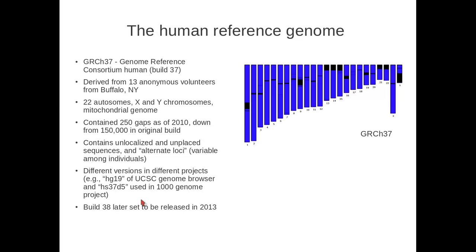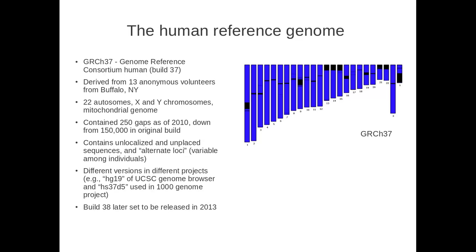So let's look at the human reference genome. This is the current release, GRCh37, put together by what's called the Genome Reference Consortium. It's actually derived from 13 people from Buffalo, New York, whose DNA was sequenced and then combined to form a consensus. There are 22 autosomes in the human genome. There are the X and Y sex chromosomes, and last but not least, there's the small piece of the mitochondrial genome, which is only 15 or 16 kb. That's thousands of base pairs, so it's a very small piece. But these are the molecules that make up the human reference genome.